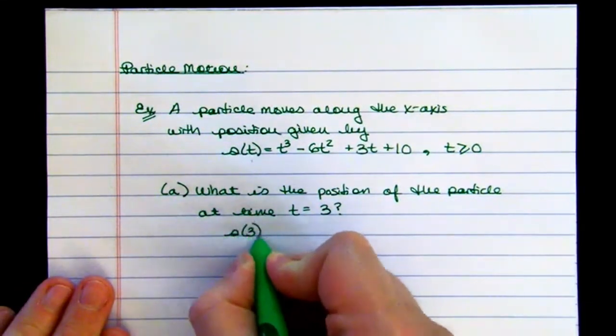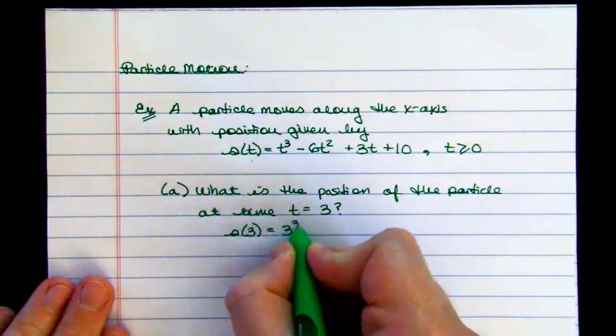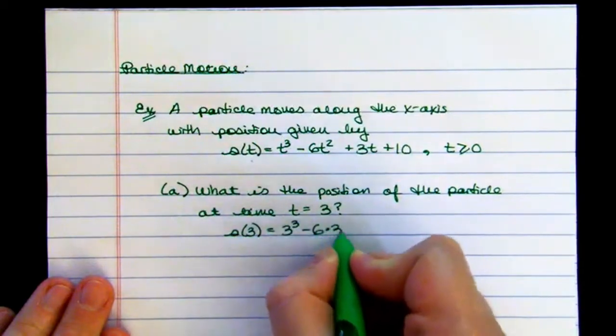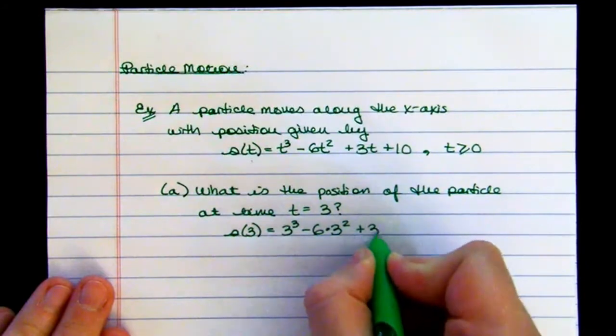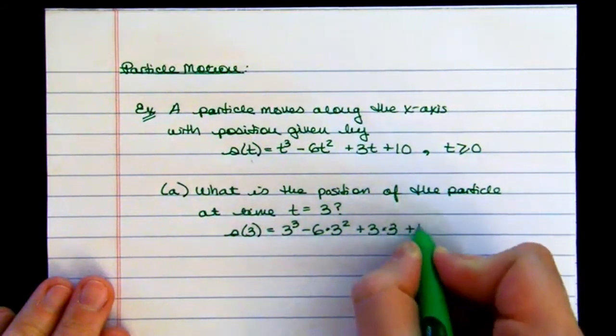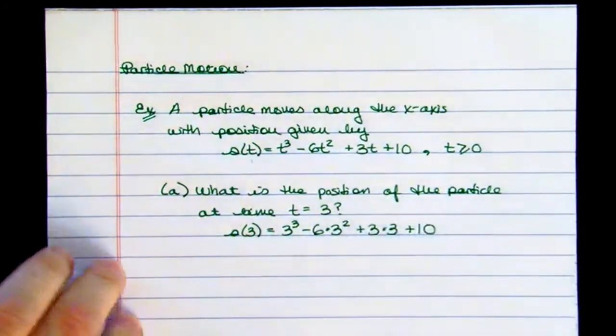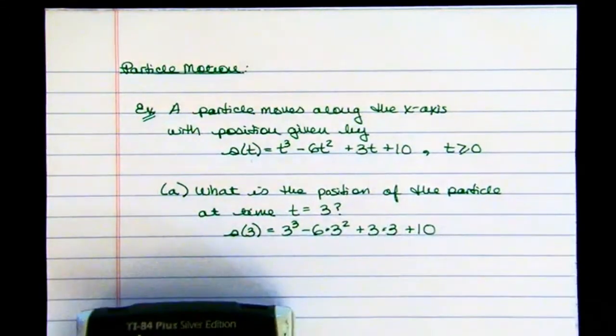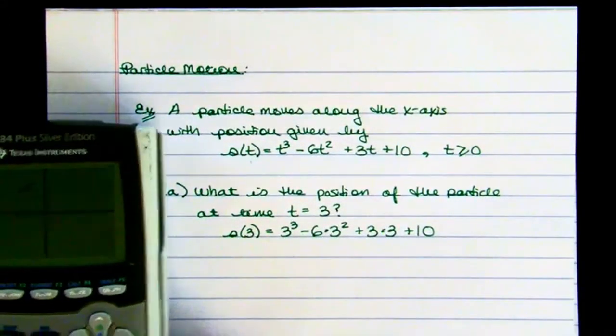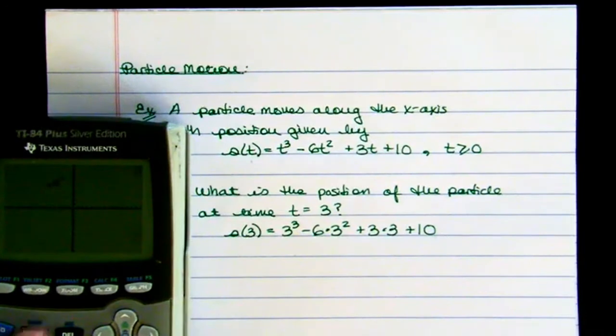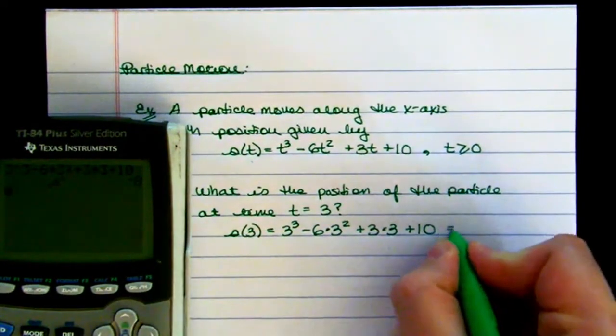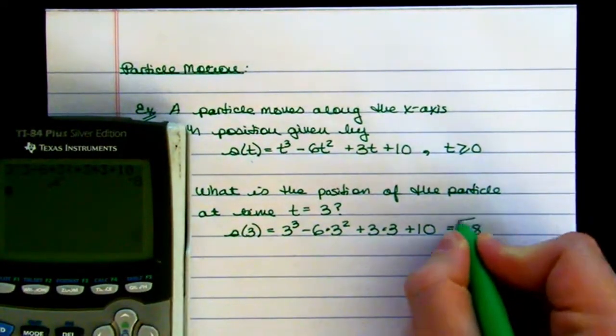Hopefully you realize it's just s of 3, which is 3 cubed, minus 6 times 3 squared, plus 3 times 3, plus 10. At this point, I'm going to go to the calculator, which is perfectly fine. I guess I should have said that earlier. Perfectly fine to use the calculator for these things. 3 cubed minus 6 times 3 squared plus 3 times 3 plus 10. And I'm getting a position of negative 8.